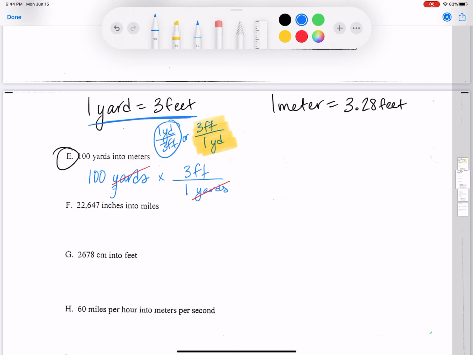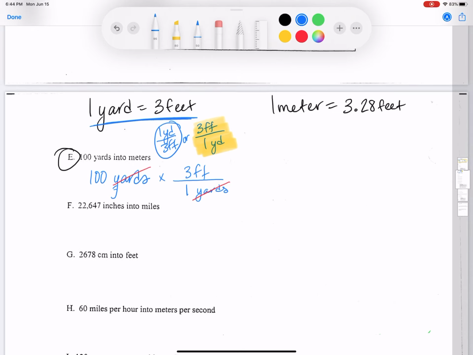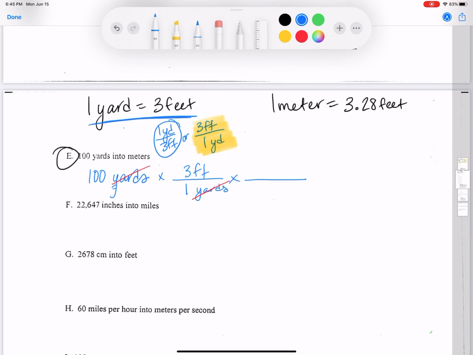If I were to take this and put it in my calculator or just do mental math, I would be left with units of feet. I don't want to figure out yards to feet. I want to figure out yards to meters. So I'm going to turn into my next proportionality statement, which is that 1 meter equals 3.28 feet. I have an option here. I could put 1 meter in the numerator and 3.28 feet in the denominator, or I could do the exact opposite. I could say 3.28 feet in the numerator and 1 meter in the denominator.